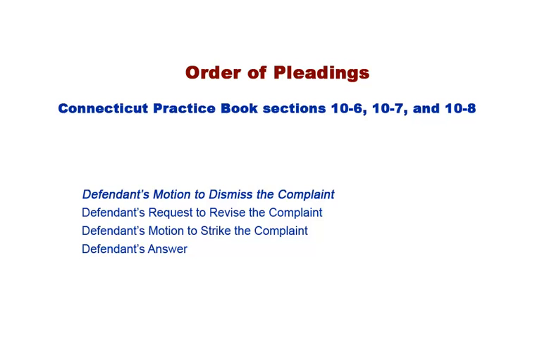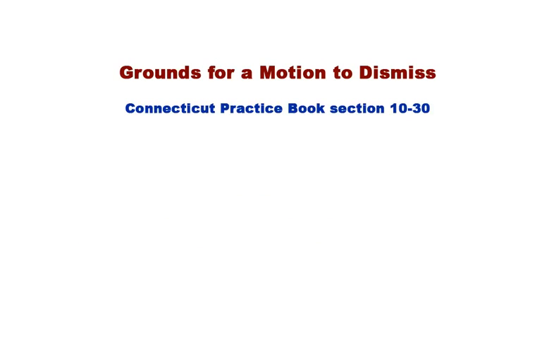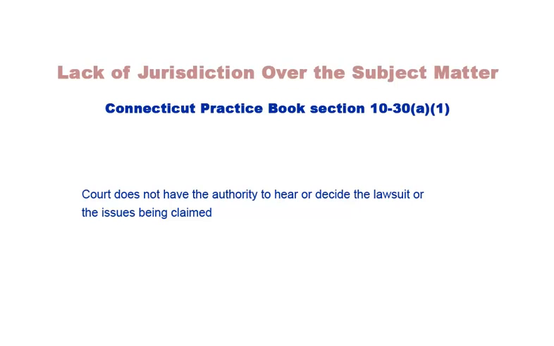Grounds for a motion to dismiss. Connecticut Practice Book Section 10-30 lists the legal grounds or reasons for which a motion to dismiss can be filed. You must state one of the listed legal grounds in your motion. Feeling that the lawsuit is unfair or wrong is not a legal ground for a dismissal. The reasons allowed are lack of jurisdiction over the subject matter. This means that the court does not have the authority to hear or decide the lawsuit or issues being claimed.